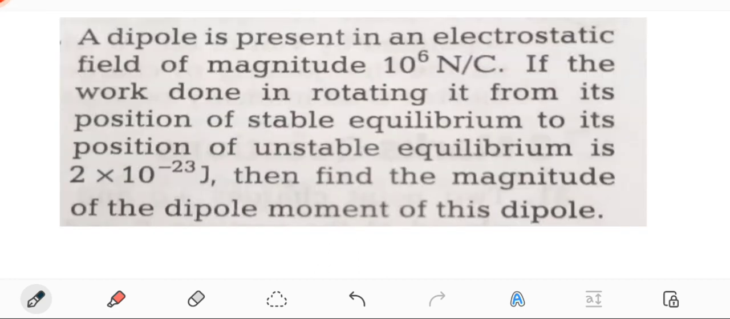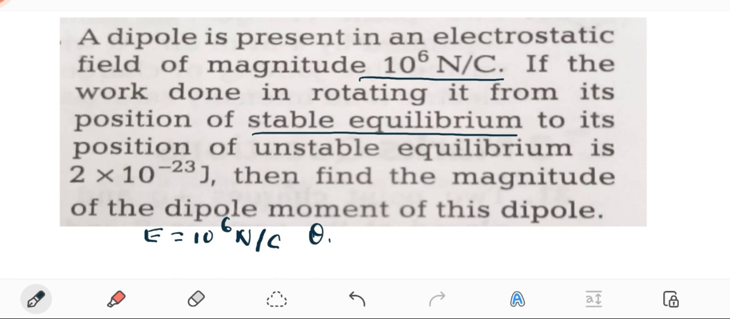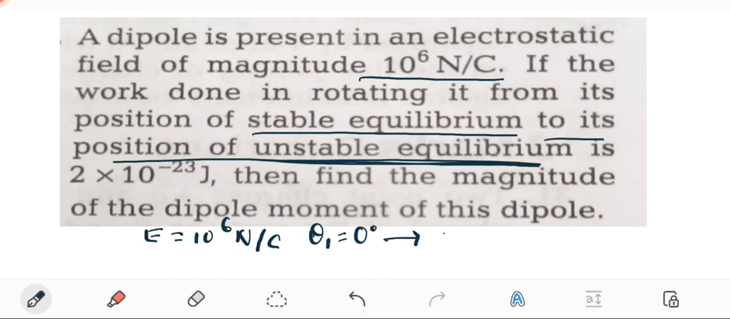Now the next question is on the screen, students. A dipole is present in an electrostatic field of magnitude E equal to 10 to the power 6 Newton per Coulomb. The work done in rotating it from its position of stable equilibrium, let us consider theta 1, stable means theta should be equal to 0 degree, and it is moved to the position of unstable equilibrium, for which theta should be equal to 180 degree.